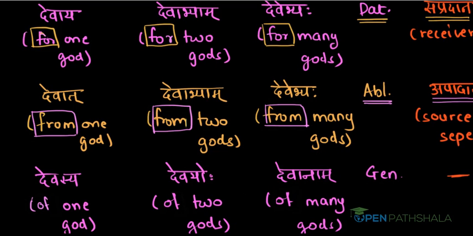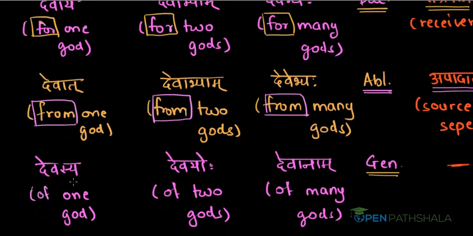Next we have the genitive case. We all know that the genitive case is not a karaka case. So when we have to derive the meaning of the word devasya, which is in genitive singular, this "of" will always precede. So here devayoho means of two gods. Devanam means of many gods.